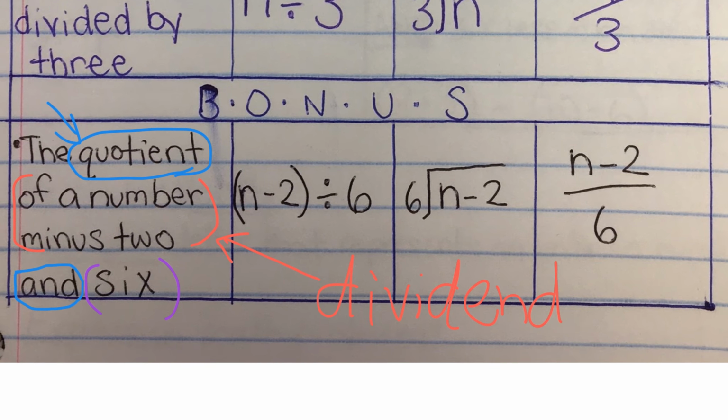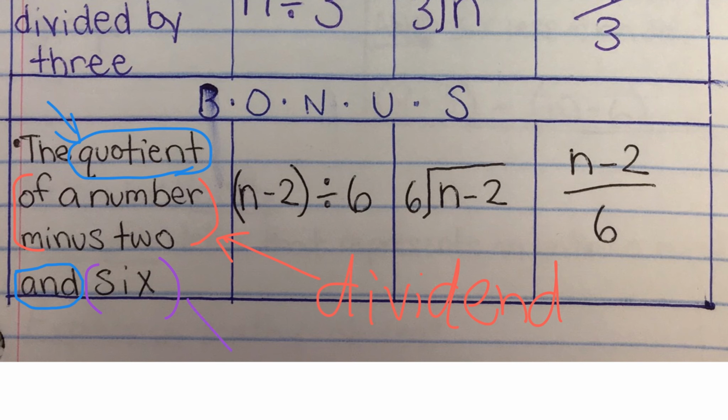So we'll go ahead and scoot this down and label the 6 as our divisor. And once we know what our dividend and our divisor is, nothing really changes. It's just that our dividend is an expression, n minus 2, and our divisor is 6. So we come back here and we place our dividend and our divisor where they belong in the problem, and it's just like what we had before.